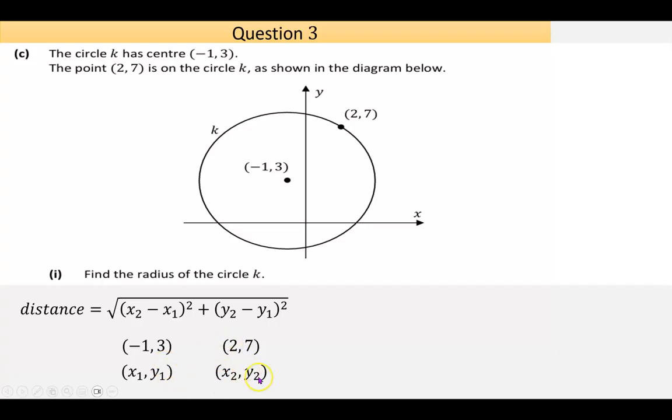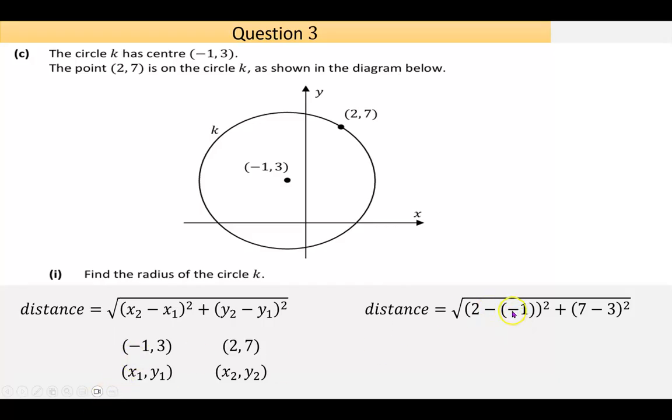Second X, second Y. And it doesn't actually matter which point you label, as long as you're consistent in your labeling and your input, then you'll do good. Now, once I put those numbers in, so instead of the X2, I put 2, which we identified. Instead of the X1, I put -3. Now, I put it in brackets because it's a negative number.